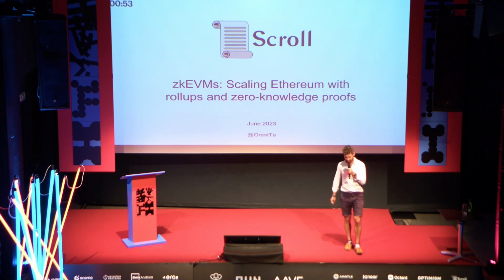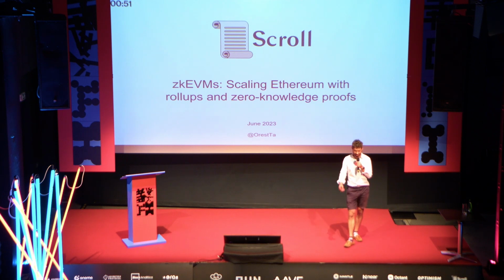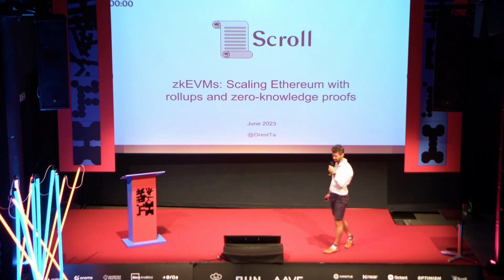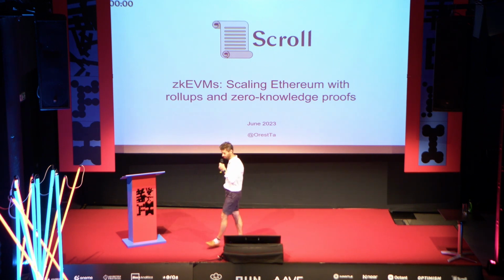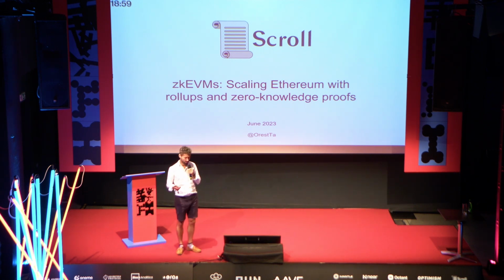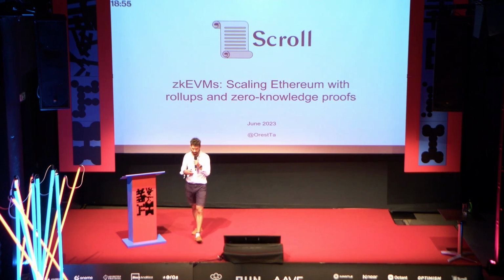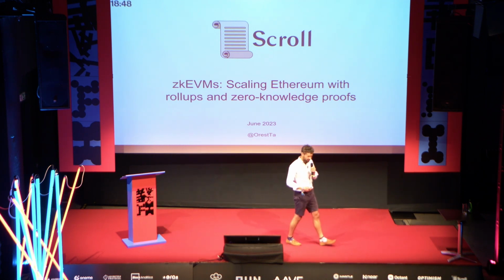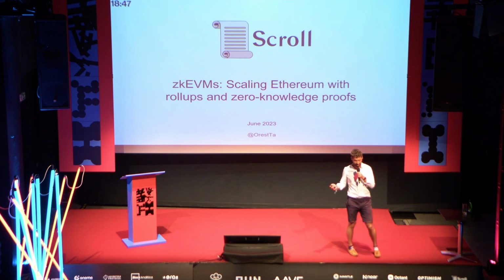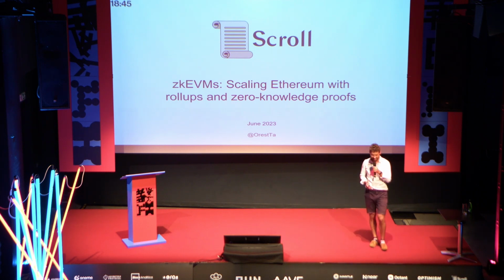In order to tackle this, we at Scroll set out on this journey to create a zkEVM. By a zkEVM, we mean a rollup that uses zero-knowledge proofs in order to add scalability to Ethereum. Now, there's this kind of mystical element to zkEVMs, and so I'm trying to work towards uncovering that.